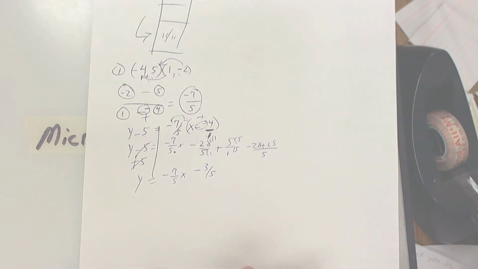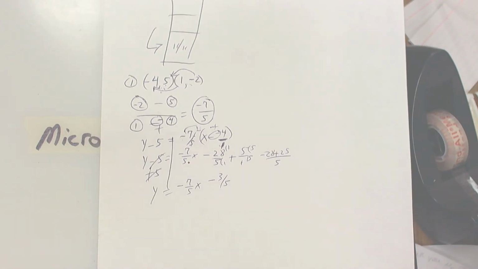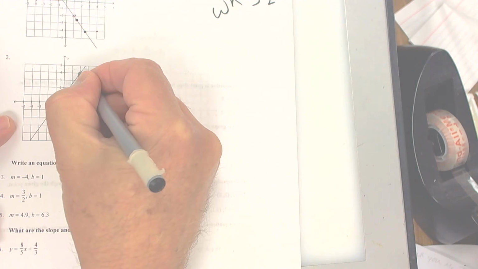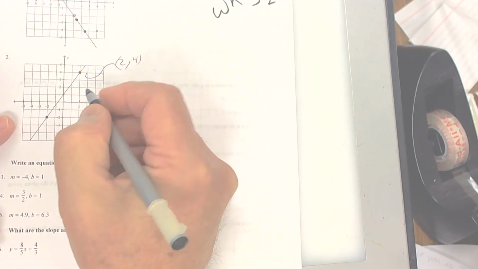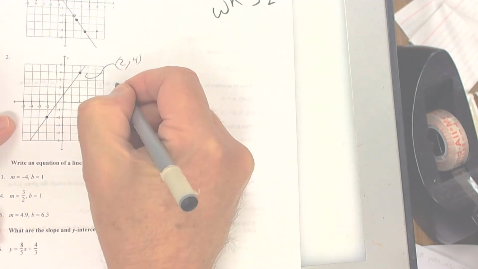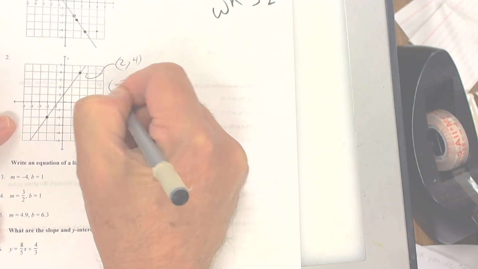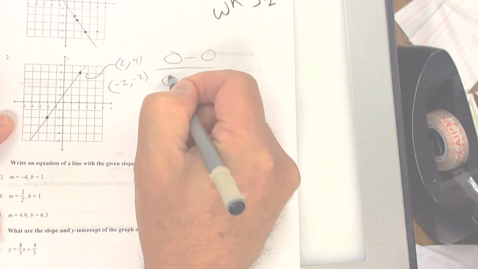Okay? All right, let's go to number 2. If we look at number 2 here, you have to pick out the points. But on this one, they gave us good points. You see how it hits square in the box? So that's over 2 up 4 for this one. And this one is -2, -2. And so you're going to put your y's at the top.